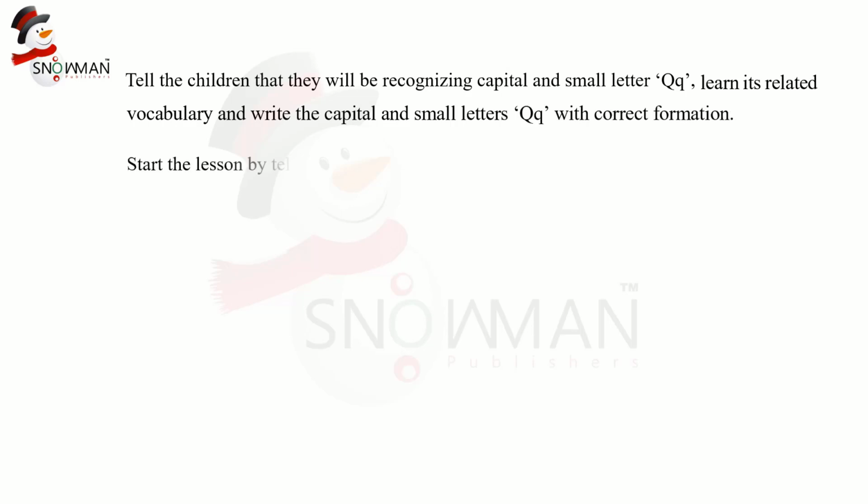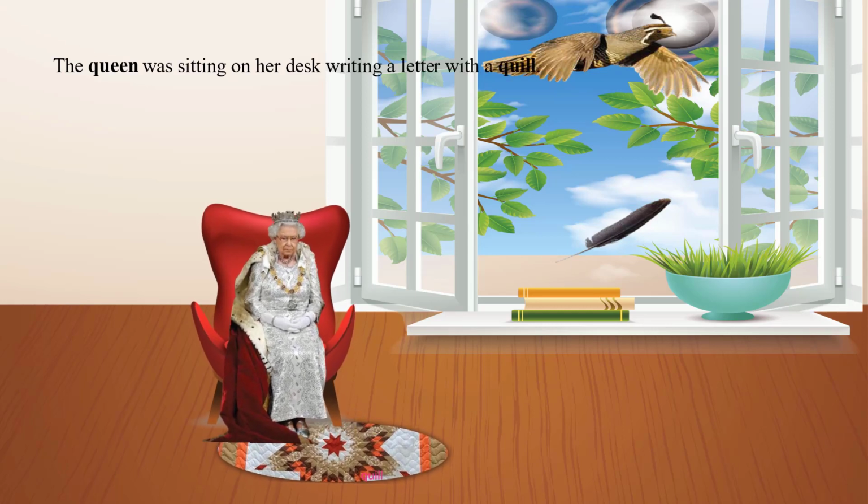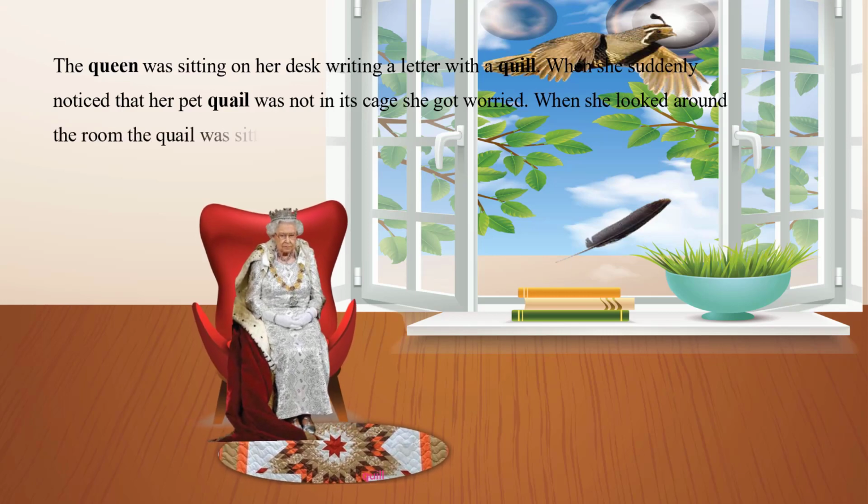Start the lesson by telling the following story of letter Q. The queen was sitting on her desk writing a letter with a quill. When she suddenly noticed that her pet quail was not in its cage, she got worried. When she looked around the room, the quail was sitting on the quilt on the top of the bed.